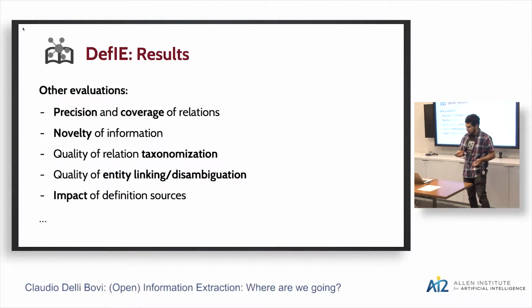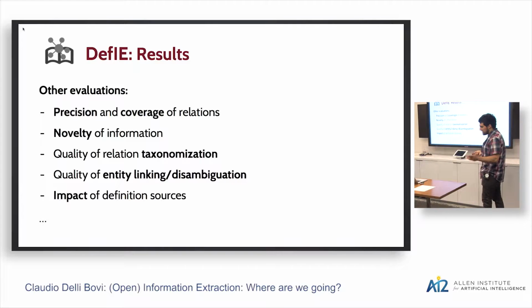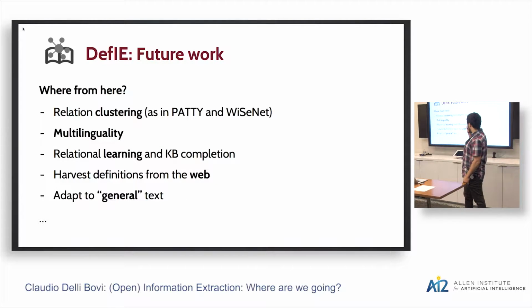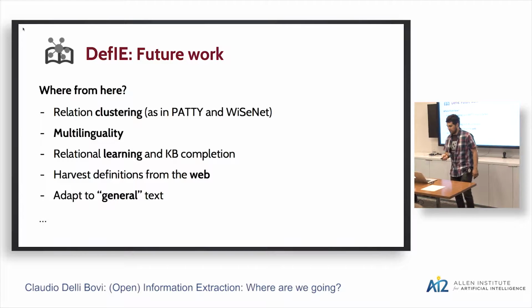Then, as we were saying, we did a bunch more evaluations. But really, as I was saying before, the point is not really achieving the best result. You could actually improve a lot. You could do relation clustering, as in Patty and WiseNet. You could do fancy ways of computing hypernymy relationships.